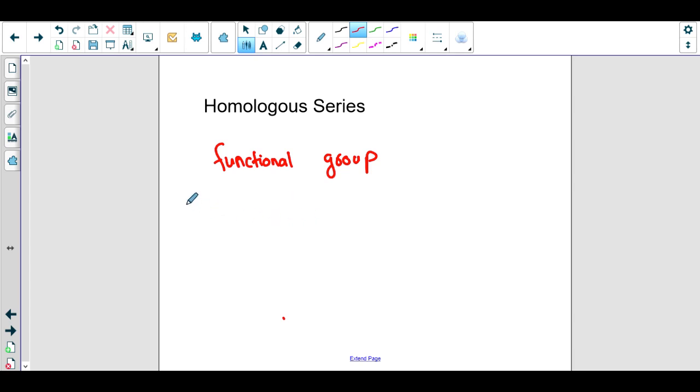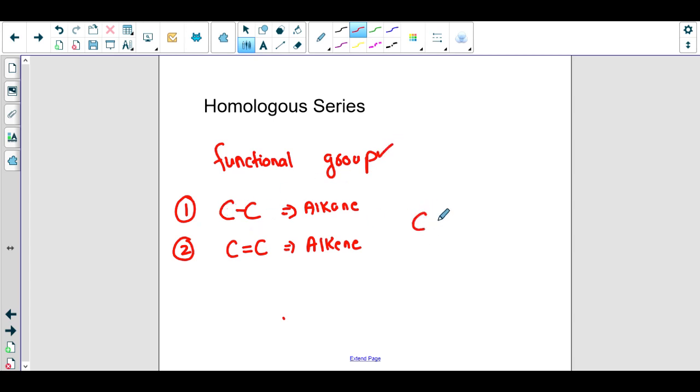For example, the one we discussed before: if it is carbon carbon single bond and all the remaining are hydrogens, we say it is an alkane. If you have a carbon carbon double bond, this belongs to the family alkene. How do you identify it? With a double bond. So the double bond is the functional group of alkenes, and the carbon carbon triple bond is the functional group for alkynes.